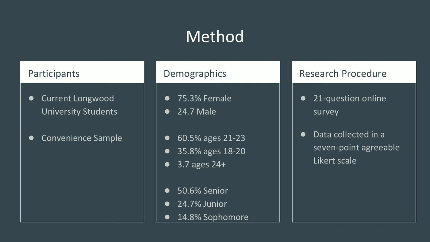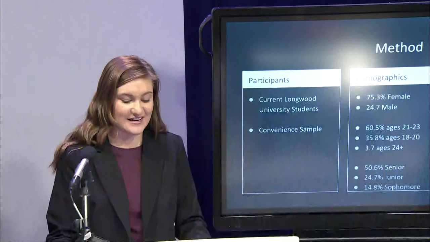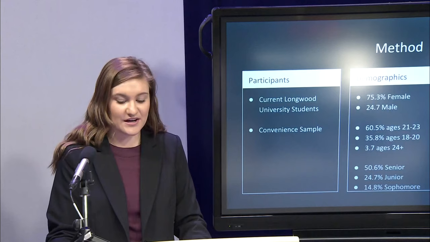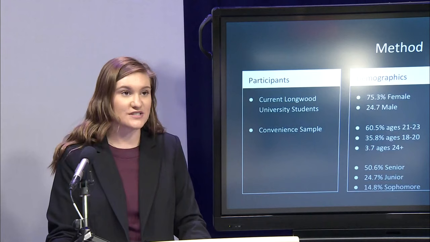We constructed a 21-question survey online with Google Forms. Once receiving IRB approval, the survey was distributed via email and social media. The data was collected by a 7-point agreeable Likert scale, meaning the participants were given 7 different answer choices, ranging from strongly disagree to strongly agree.